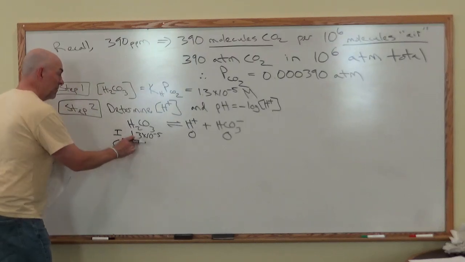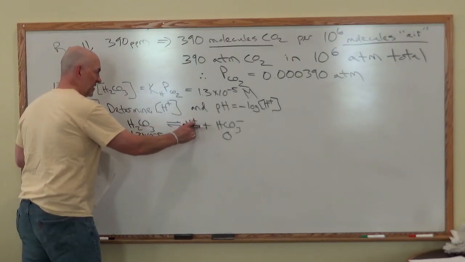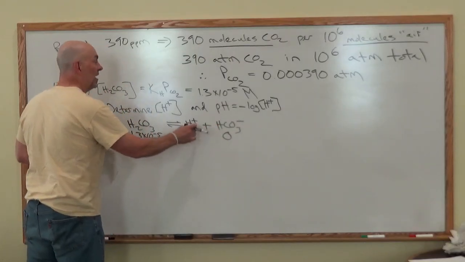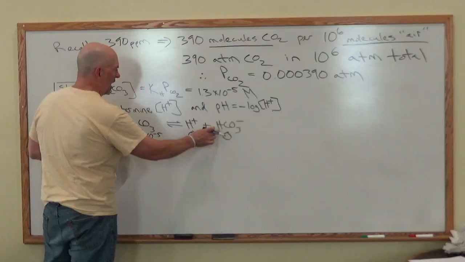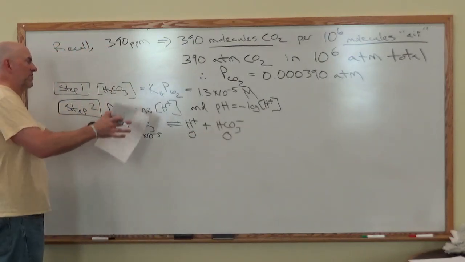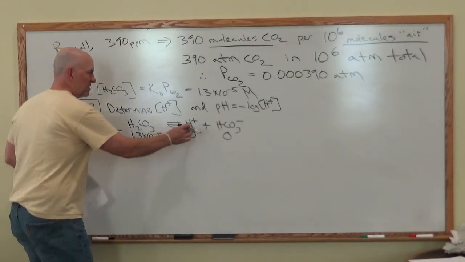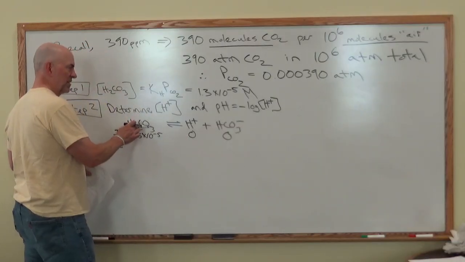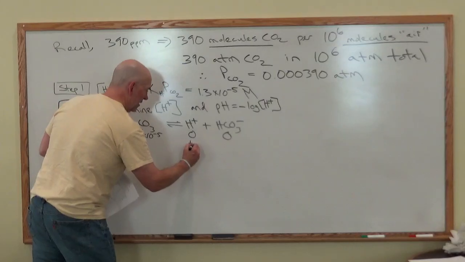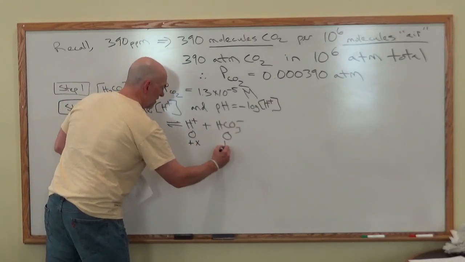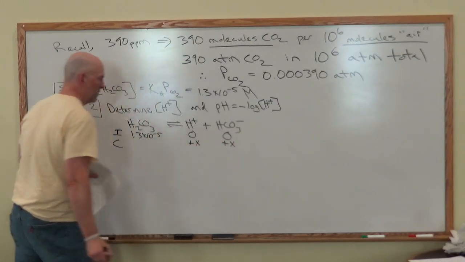Well, some of this has to dissociate into H plus and HCO3, into protons or hydronium, whatever you like to call it, H plus and bicarbonate. So some of that has to form, and because this is a 1-to-1 ratio, every time this splits up, we get one of this and one of this, it's going to be the same amount. So this is going to have to go up by some amount. That's going to go up by the same amount.